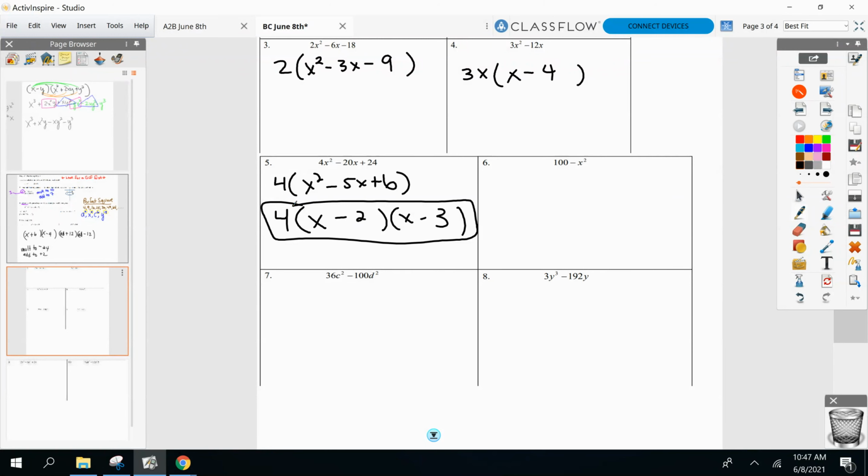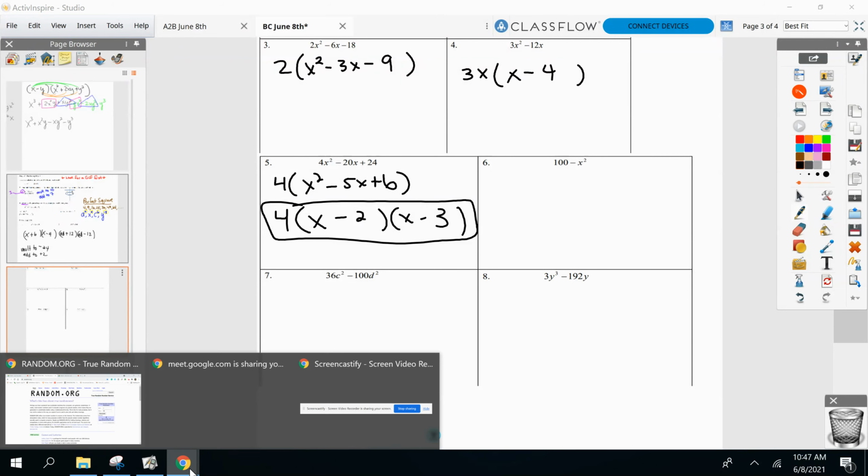Questions? How are we feeling here? And this is the easy part of factoring, believe it or not. How about 6? What are you thinking about 6? You got 3 methods today. Is there a GCF? If there's not, is it 3 terms, perfect squares? Where am I working here? I got 100 and x squared. Talk to me.